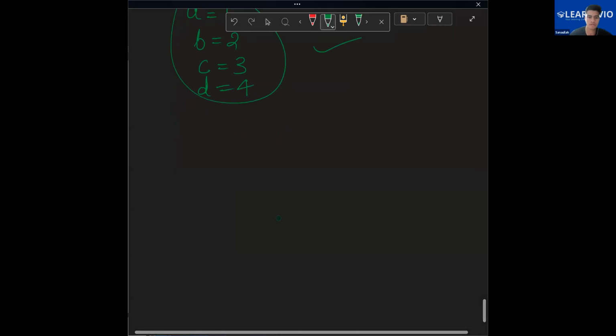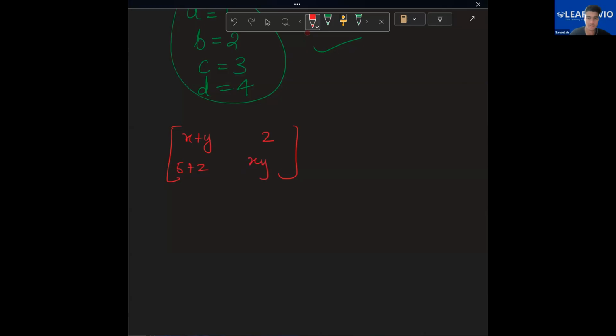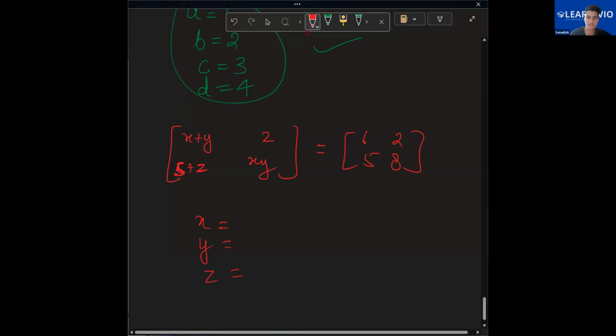Okay, let's take one more question. That is x plus y. That is given. That is 5 plus y. And this is next y. This is 5 plus z. Is equals to 65. Just find the value of x, y, and z.